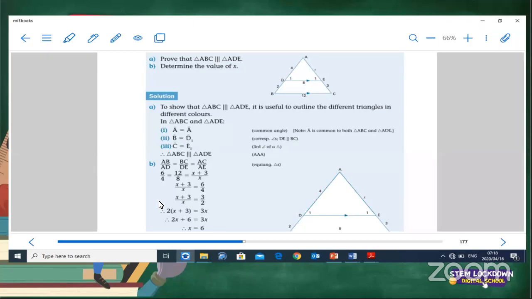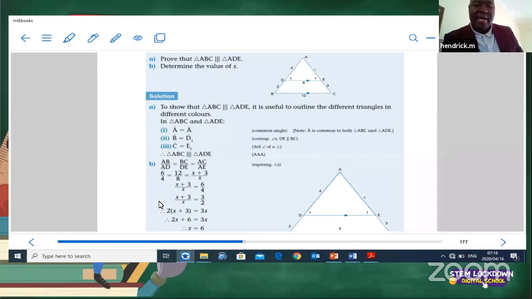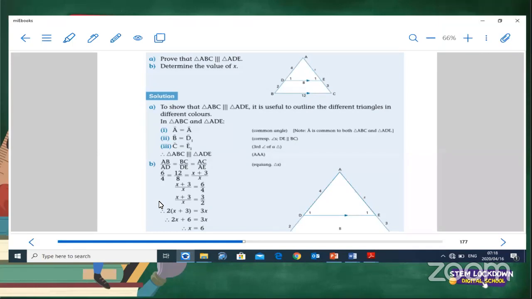Once you have proved that the two triangles are similar, then you can conclude that the corresponding sides are proportional.